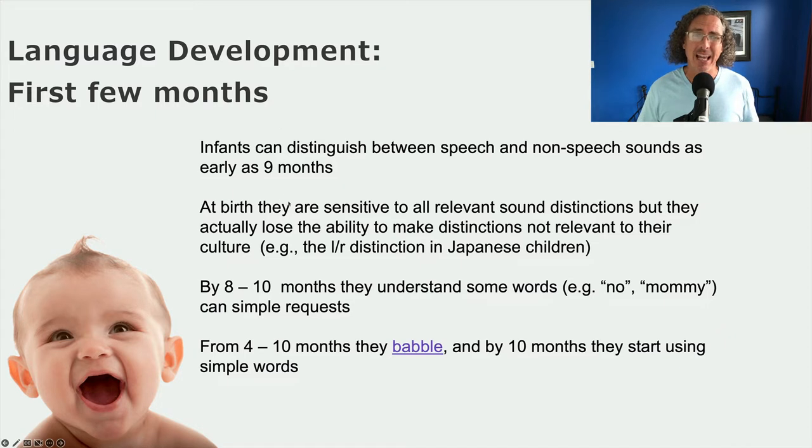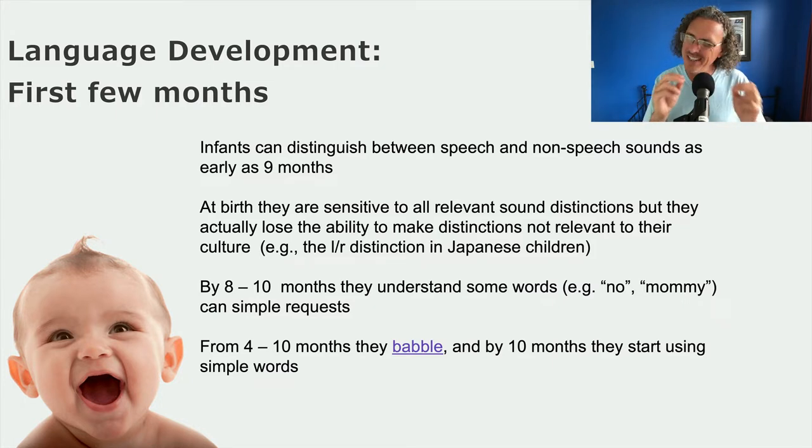Now, there's an interesting thing that happens sort of between birth and some of these periods. It turns out that some of our languages don't stress certain distinctions, but other languages do. So I mentioned this, like the L-R distinction in Japanese children. In the Japanese language, the way those letters are voiced is very similar, the L's and the R's. And so they don't really need to hear that distinction. It's not important in their language. They don't use it.